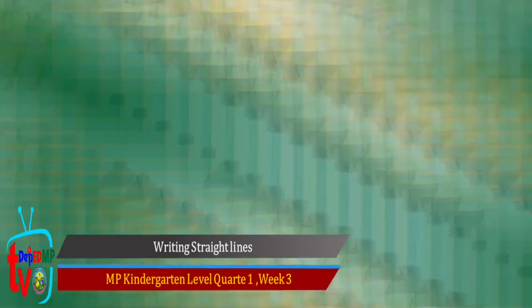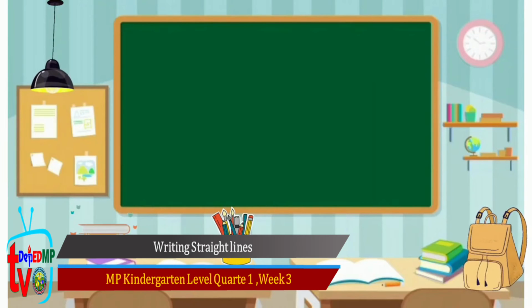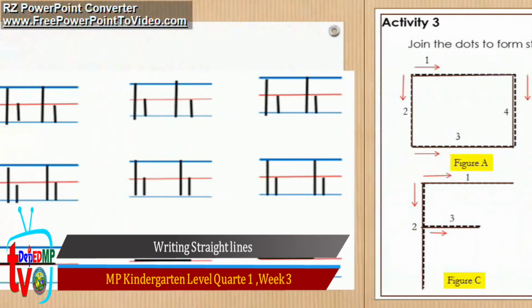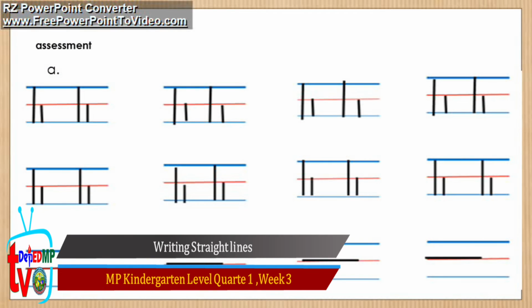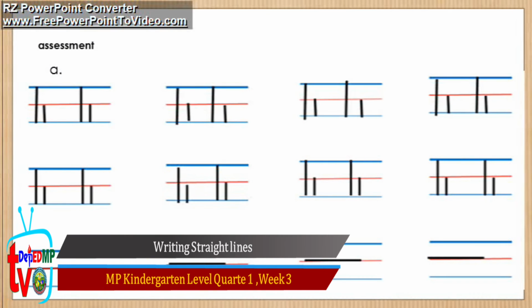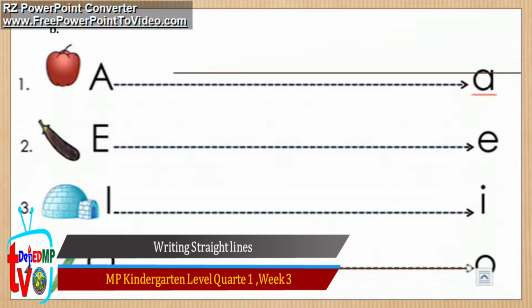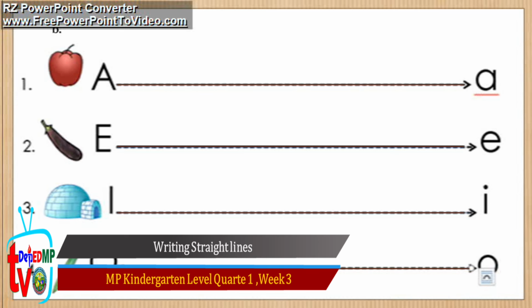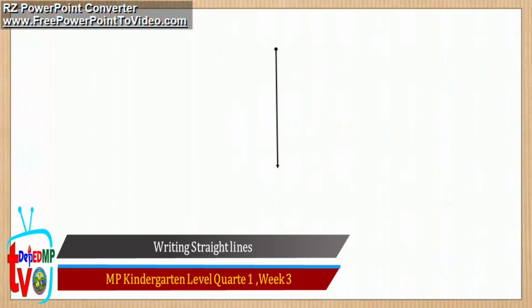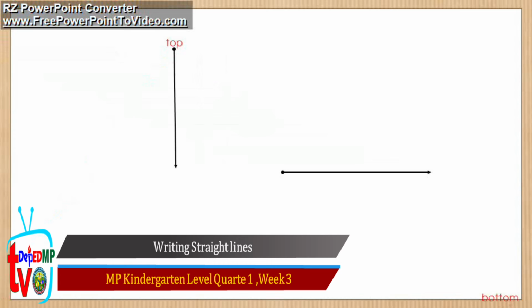Now let's continue. For the assessment, your answer will be like this. As what we have learned, always remember that in writing straight lines, always start from the top going down. And then for the sleeping line, start from your left going to your right.